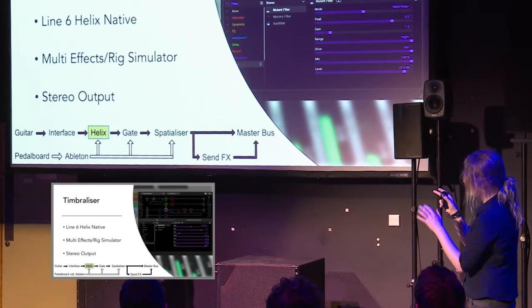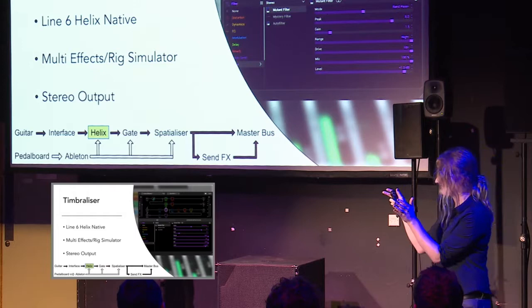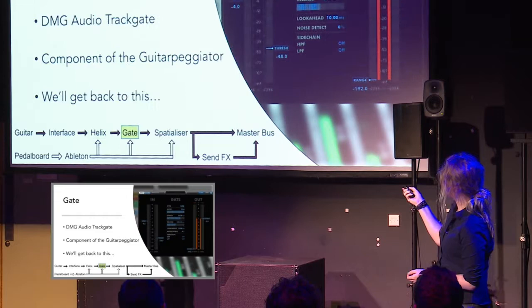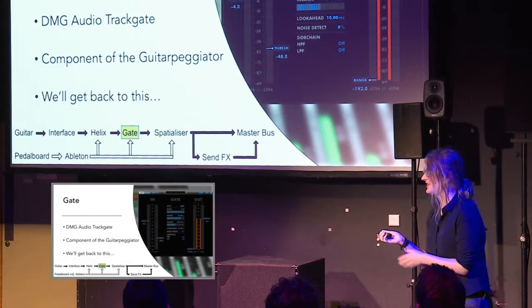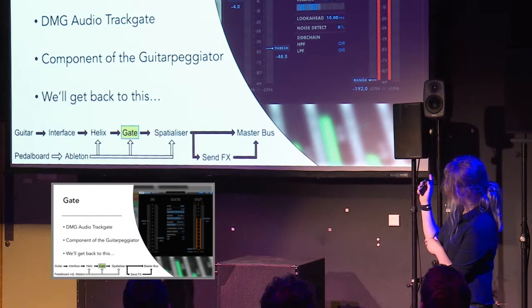It's mono input, stereo output. So this is kind of our first step of making things bigger, which is to come out of stereo. This is the gate. We'll get to the gate in a minute. It's part of a concept called the guitar arpeggiator, which is always good because it's a pun. It'll make more sense once we talk about the Ableton system and how it integrates.